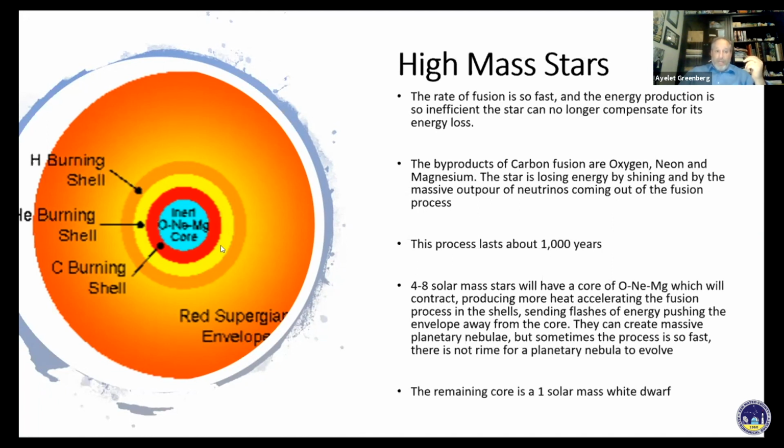Around that, a shell of helium that is fusing. And around that, still a shell of hydrogen that is fusing. This process is fast. It's taking about 1,000 years. That's how quickly it goes. So we've gone from billions down to 1,000,000, now down to about 1,000 years of burning in this way. And as we continue to contract this core of oxygen, neon, and magnesium, it also is contracting and increasing its temperature.